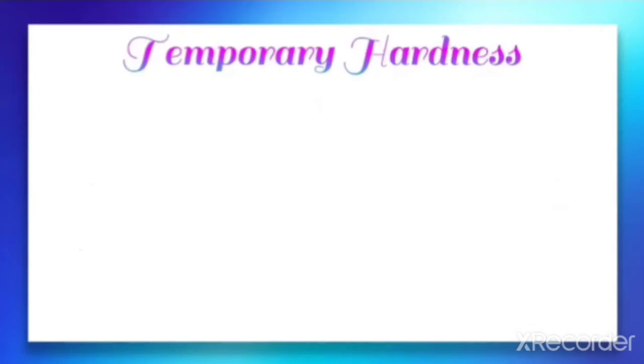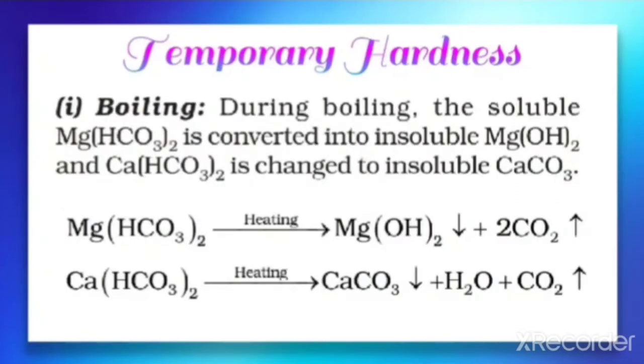Temporary hardness can be removed by boiling the water for some time. During the boiling, the soluble bicarbonate is converted into insoluble magnesium hydroxide, as shown here. Here is magnesium bicarbonate. The temporary hardness, as we have already discussed, is due to the presence of bicarbonates of magnesium and calcium ions.